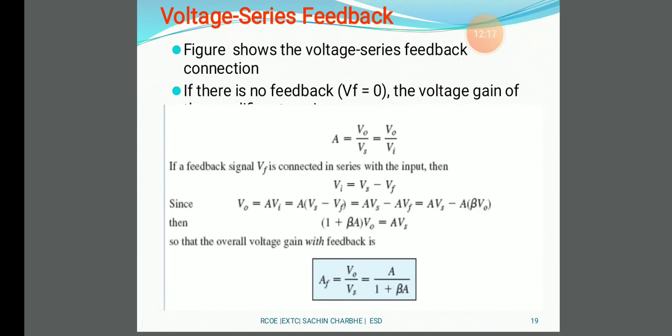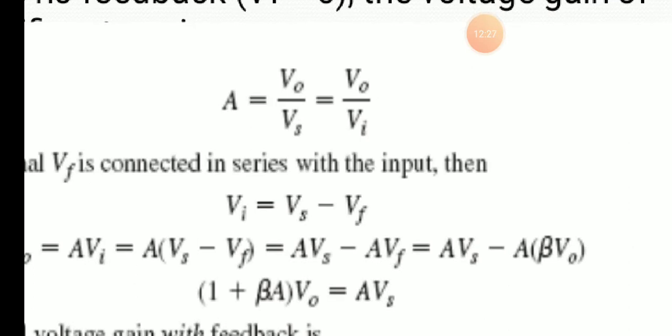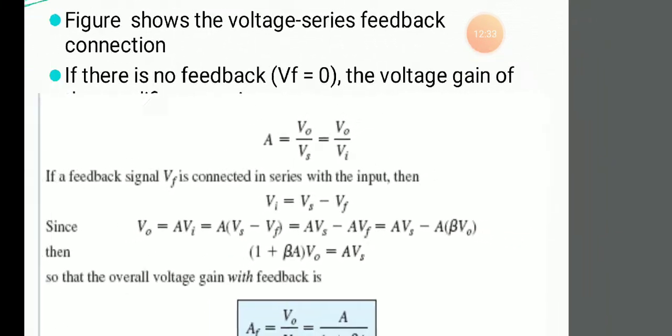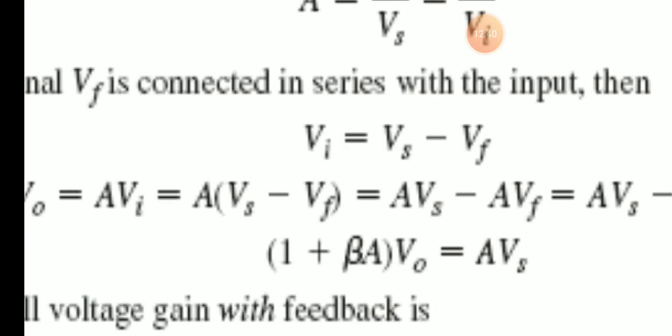The figure shows the voltage series feedback. If there is no feedback, that means Vf is 0, so we get the gain directly, that is the output voltage by the source voltage, or you can say the output voltage by the input voltage. And if a feedback signal Vf is connected in series with the input, then the input voltage may be changed.